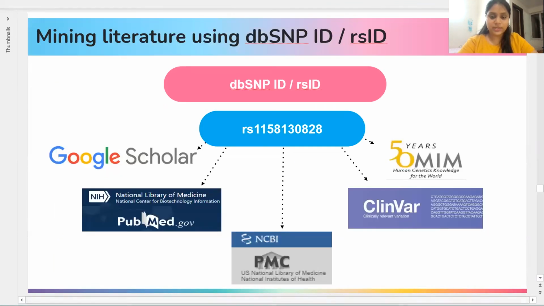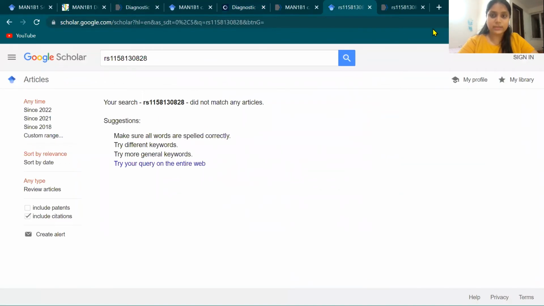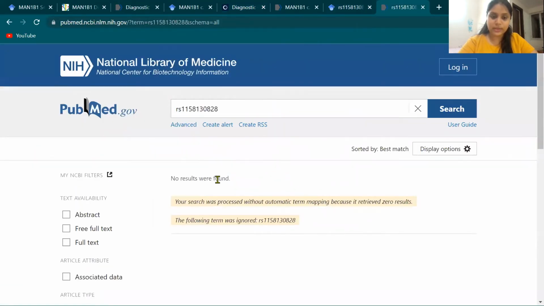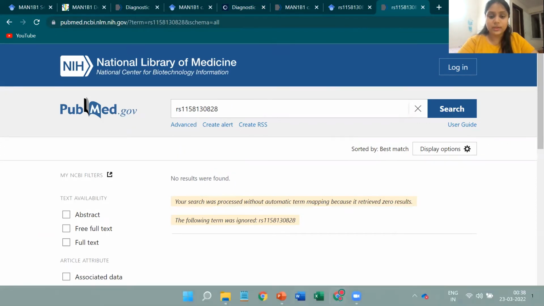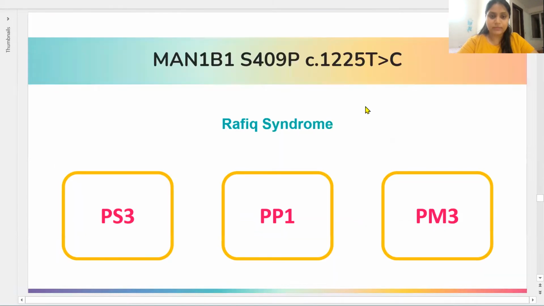Now we will search using the RSID of this variant. As you can see, neither Google Scholar nor PubMed gave any results when the RSID was searched. So as of now, 3 criteria have been assigned to this particular variant based on the literature: we have given it PS3, we have given it PP1, and we have given it PM3.